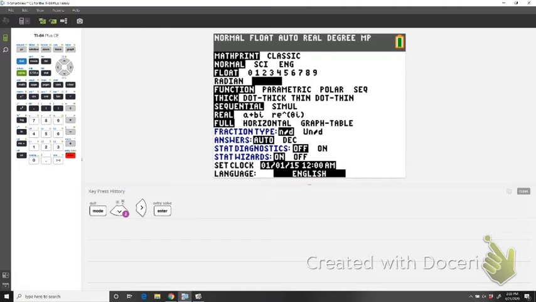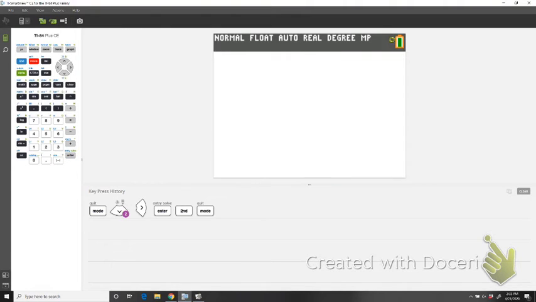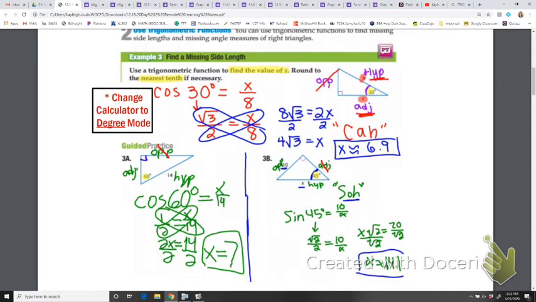Up at the top, you'll see it says normal, float, auto, real, degree, and then MP. If that's the case, then you can go second quit. So your calculator is now in degree mode. If you don't have your physical calculator with you from school, there were calculator apps that were downloaded on the Chromebook, down at the bottom there. But if you have trouble, send me an email and I'll try to find another online resource for you.